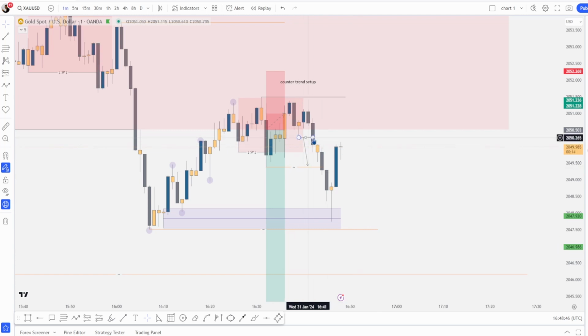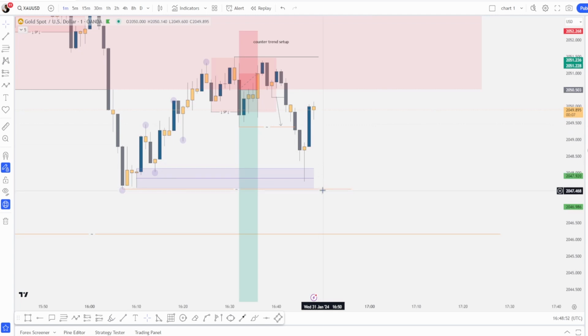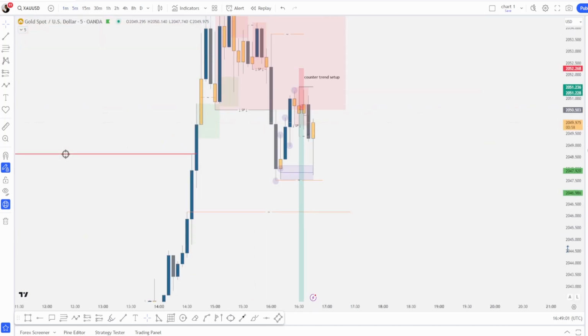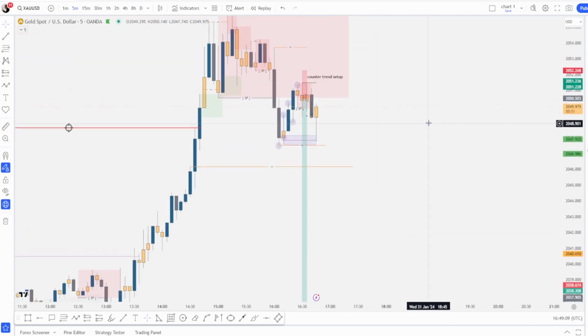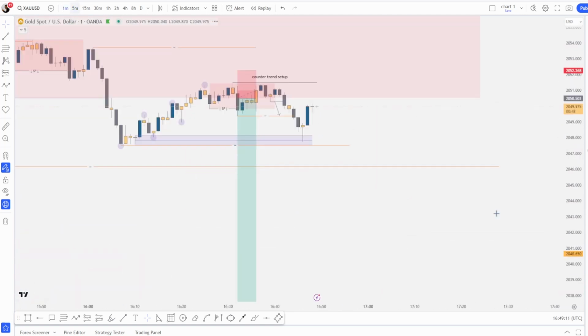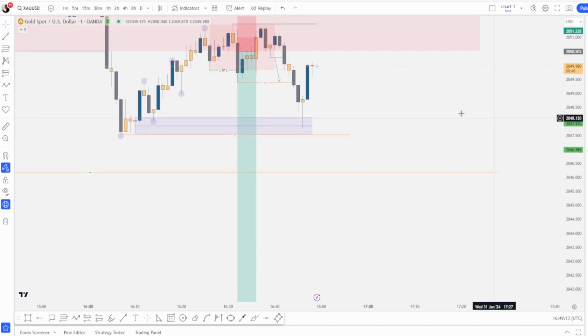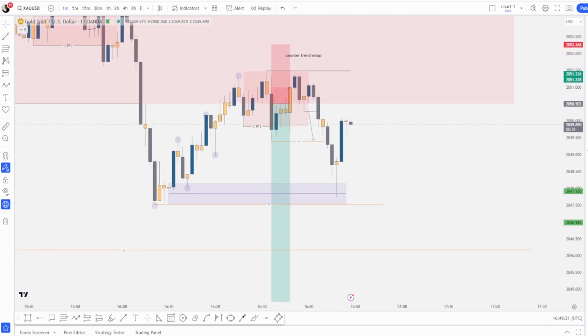Tapping back into an area of imbalance right here. We want price to come back down, take out this low, and in turn run into the lower point of liquidity, and from there lead us into a reversal of short-term order flow back into this area here. Keeping in mind this is a counter move. You're going against the overall pre-established notion of the market.